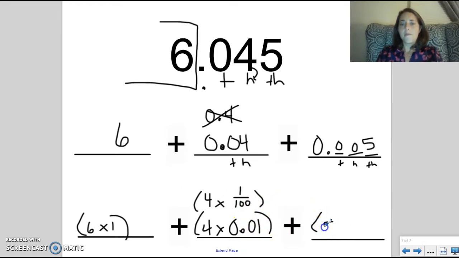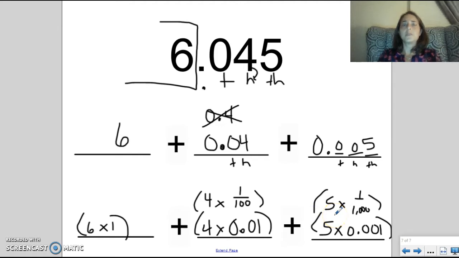And then, of course, we have 5 groups of, and then we have the thousandths. So I'm going to go tenths, hundredths, and the 1 should be in the thousandths place. Again, I could write it as 5 groups of 1/1000th. And again, 1/1000th and 1/1000th mean the same thing. We've been practicing going from decimal to fraction.